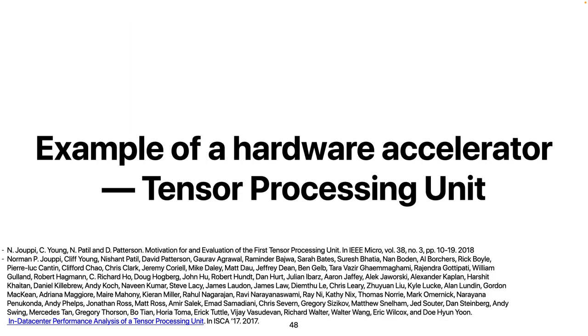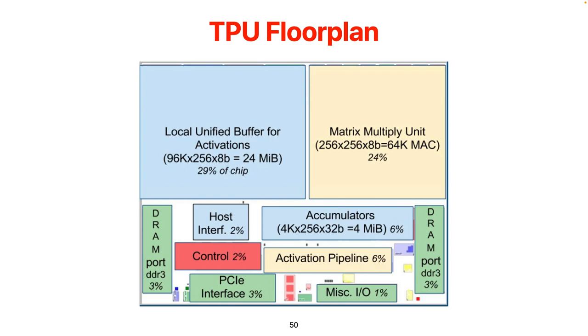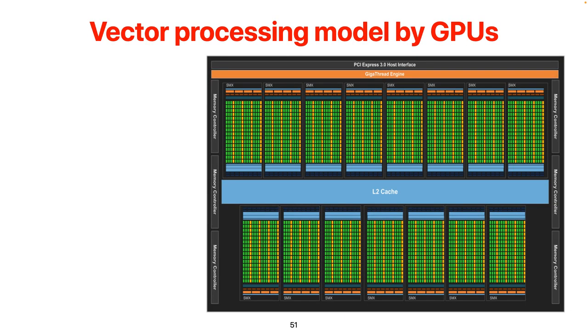So that's why Google started to look for alternative architectures like the Tensor Processing Unit, which is their hardware accelerator. This is what the first generation of Tensor Processing Unit looks like. If you look at the hardware design, it's essentially an accelerator optimized for the most important part of the compute kernels in machine learning algorithms. It's actually matrix multiplication, right?